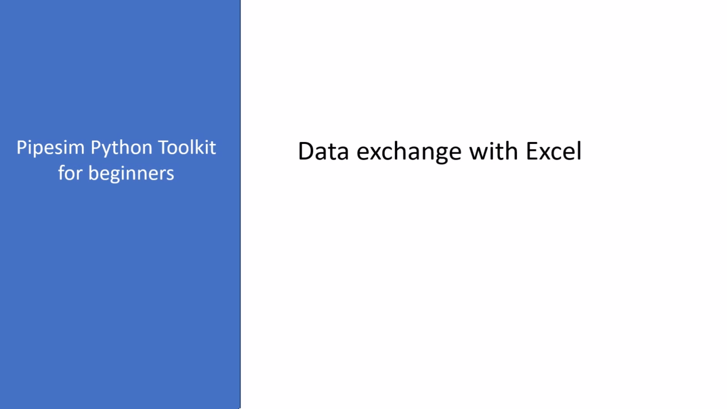This is Python Toolkit for beginners. I'd like to show you a way to automate data transfer between Pipesim and Excel. In this example, Excel won't contain any control elements and will be used as a data storage only.